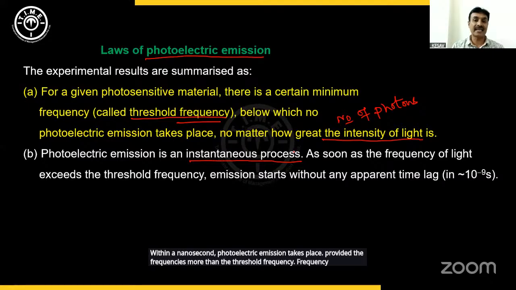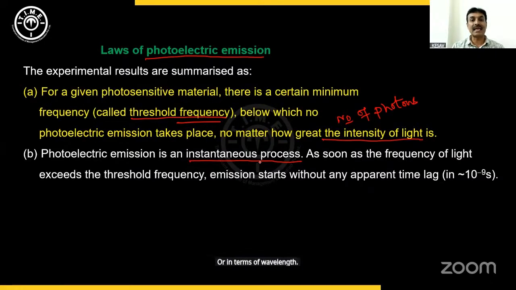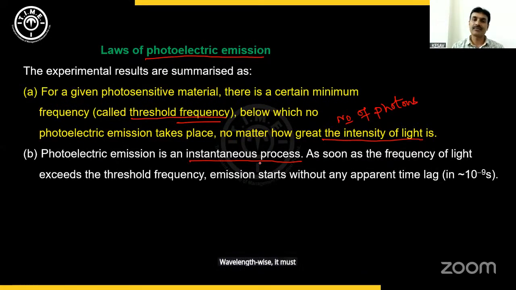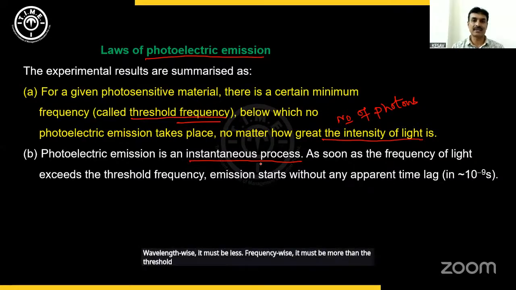The frequency of the incident radiation must be more than the threshold frequency, or in terms of wavelength, the wavelength must be less than a particular value. That is called threshold wavelength. Wavelength wise, it must be less. Frequency wise, it must be more than the threshold values.